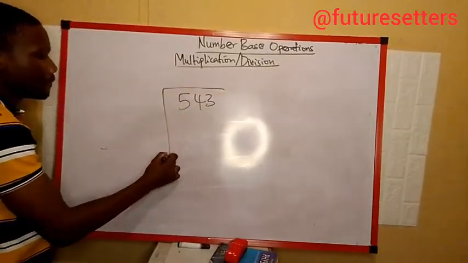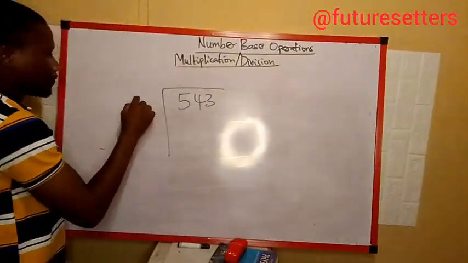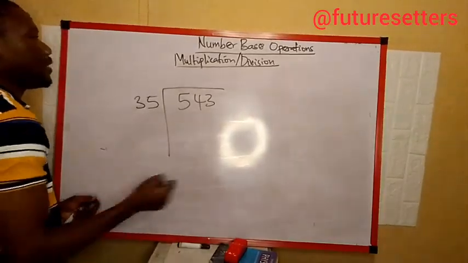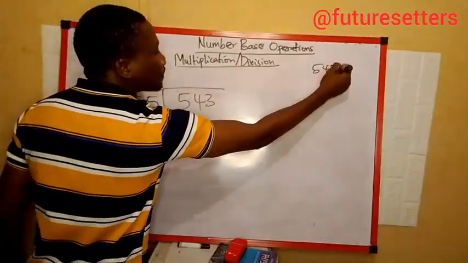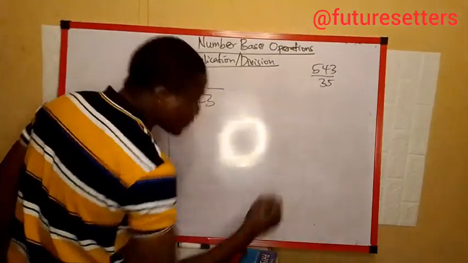543 divided by 35. So what we have here is 543 divided by 35. Which base are we working with? We're working with base 6.